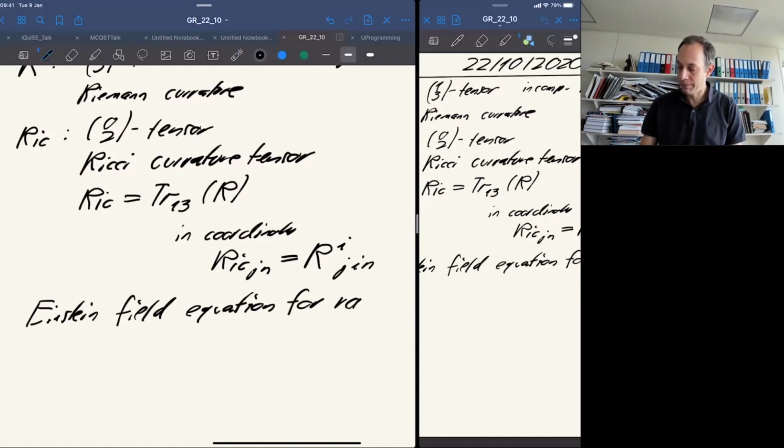It's in the same way as when you do electrodynamics, you could look at the Maxwell equations without sources of the electromagnetic field, and they already have interesting solutions. For example, the wave equations are solutions of that, and therefore it's interesting to look at the Einstein field equations without matter. And there they correspond to the statement that the Ricci tensor is equal to 0.